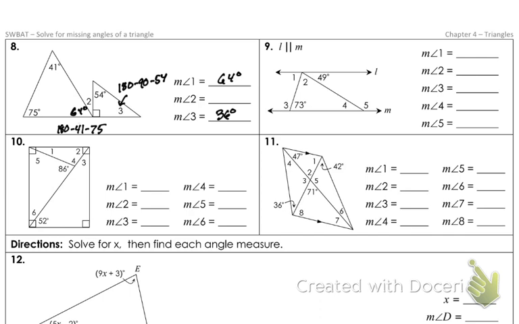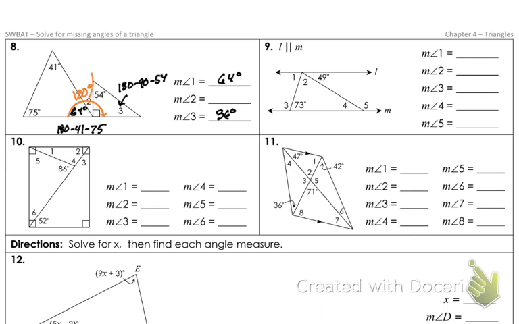Aaron? 90 plus 64 minus 180. Yes. And the reason why he said that is because you saw that a straight line equals 180 degrees. A straight line always makes 180 degrees. So that means 64 plus angle 2 plus 90 has to equal 180 degrees.